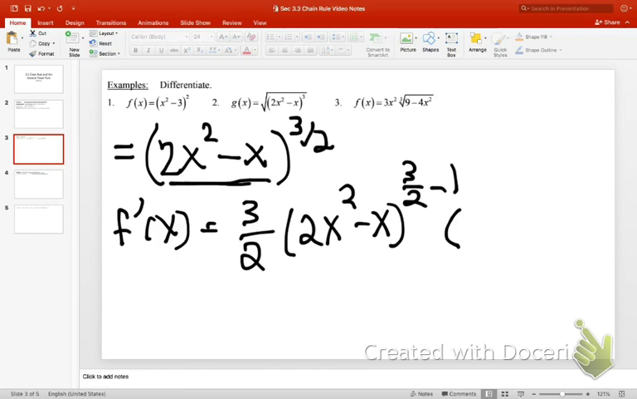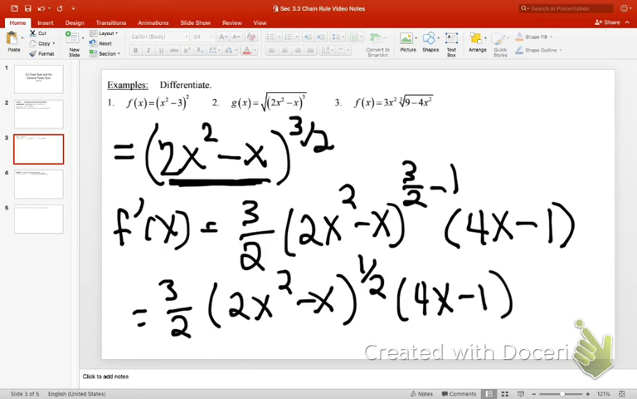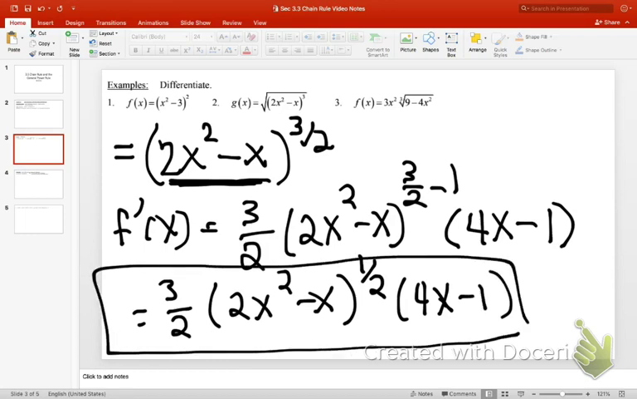So this is our inside. The derivative of 2x squared is 4x, minus the derivative of x, which is 1. Simplifying this, we get 3/2 times (2x squared minus x) to the 1/2 times that hook-on factor of (4x minus 1). And this is simplified enough. I don't need to go into algebraically manipulating that anymore. All right, let's look at example number 3.